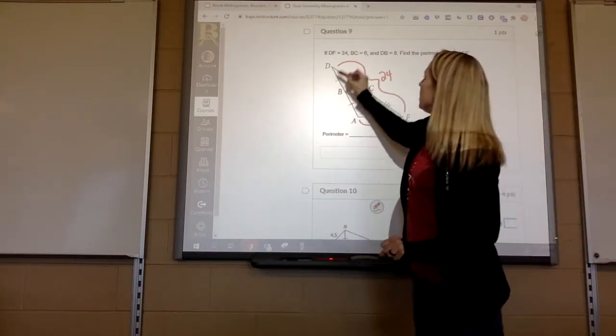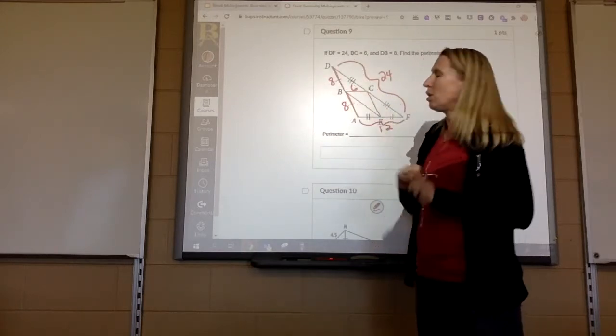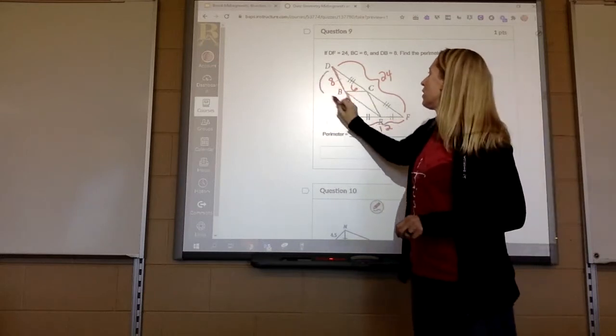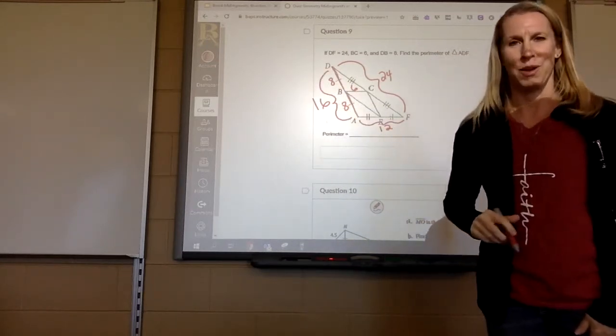And then it says DB is 8. Well, notice this piece equals this piece, so that would also be 8. So the whole thing would be 16. To get the perimeter, just add all the way around.